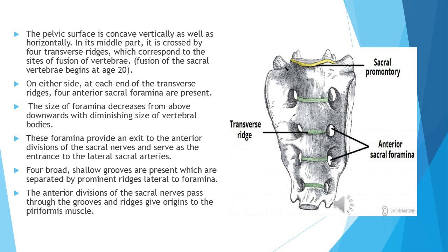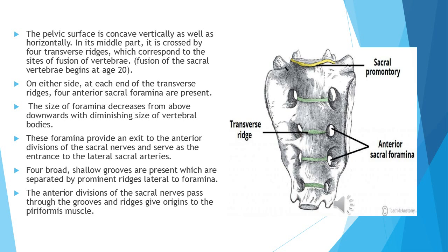You know the lateral sacral arteries, there are two in number on each side. It is a branch of the posterior division of the internal iliac artery. So these foramina serve as an entrance for this artery, and also provide an exit for the sacral nerves, the anterior division of the sacral nerves.